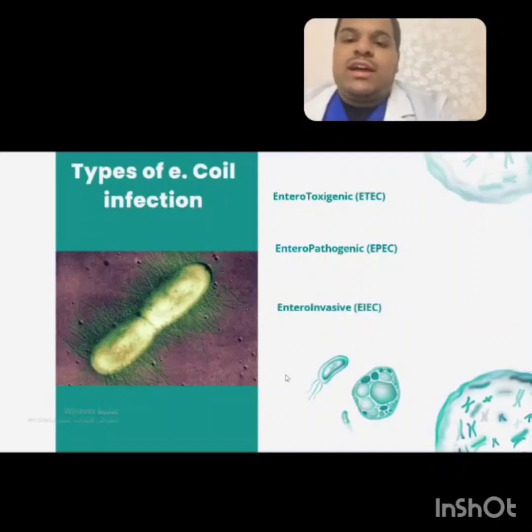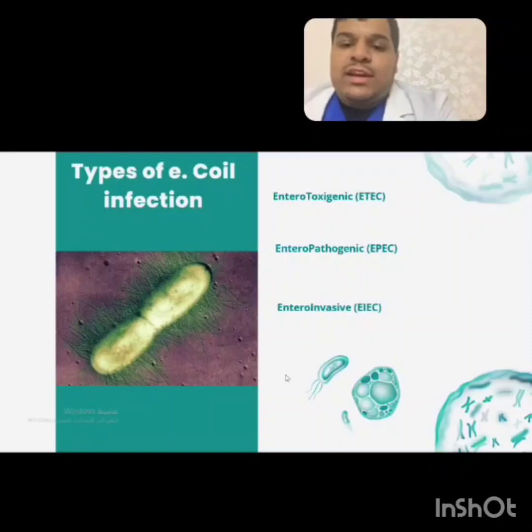The second one is enteropathogenic E. coli infection, EPEC. This E. coli infection is primarily associated with infantile diarrhea. EPEC produces proteins that attach to the intestinal lining, leading to damage and disruption of the normal absorption process.